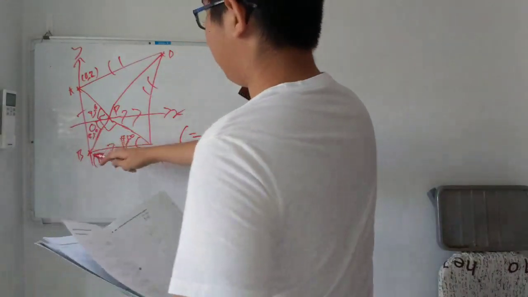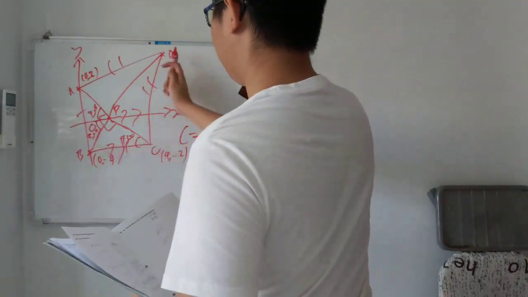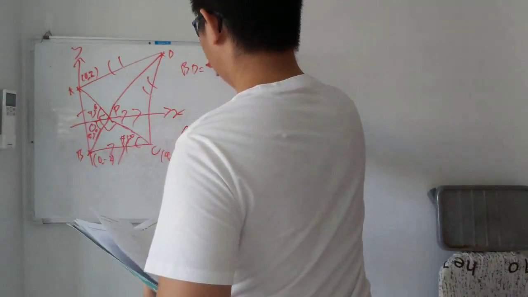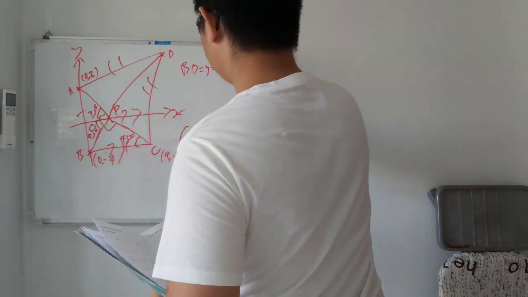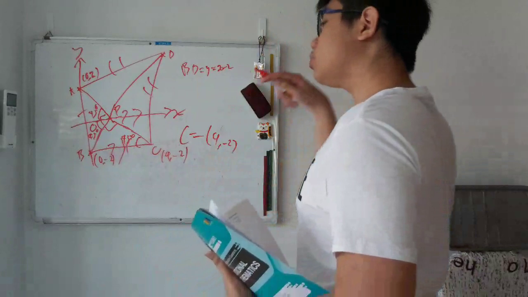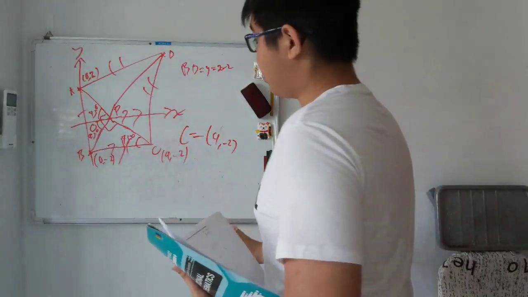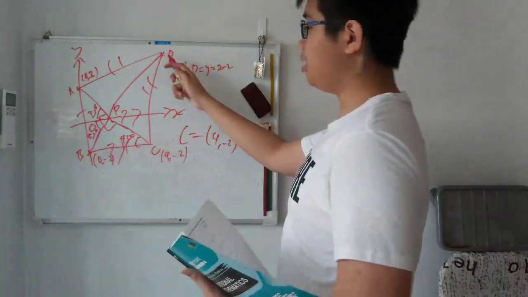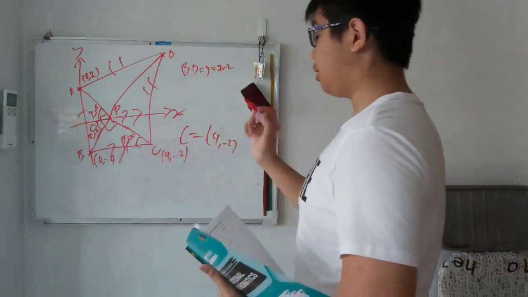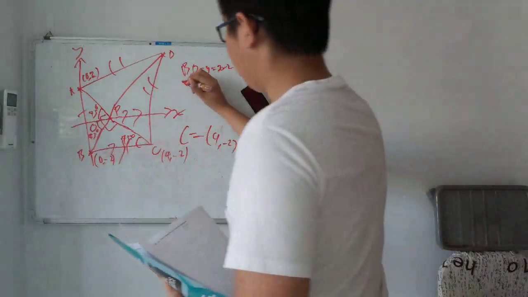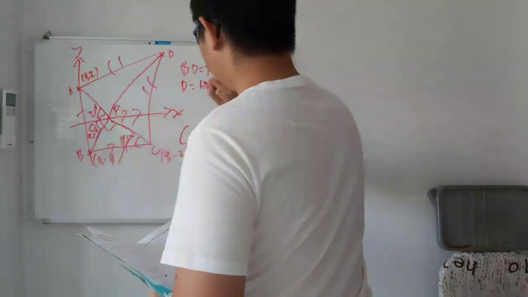So we need to realize that this is a 45-degree angle, so BD is actually the equation y equals x minus 2, okay? So let's use that. That is to say that if we increase the y coordinate of D by 2, then the x and y coordinates will be the same. So let's let D equal (h, k).